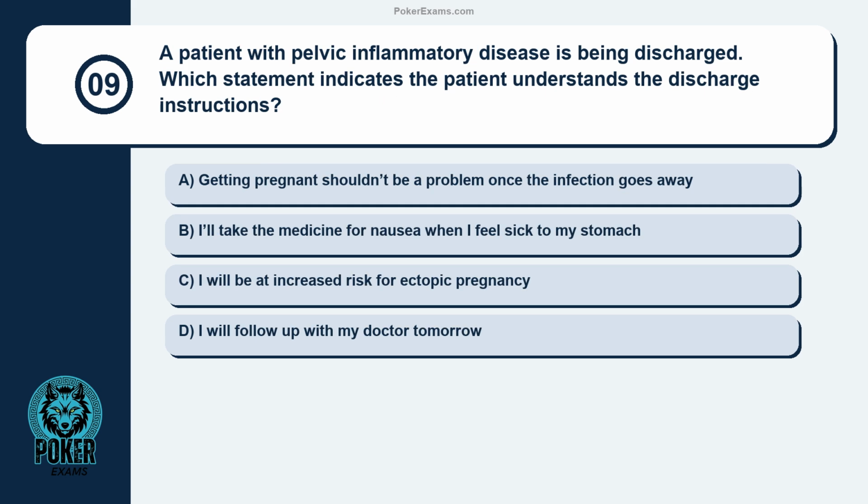Question 9. A patient with pelvic inflammatory disease is being discharged. Which statement indicates the patient understands the discharge instructions? Getting pregnant shouldn't be a problem once the infection goes away. I'll take the medicine for nausea when I feel sick to my stomach. I will be at increased risk for ectopic pregnancy. I will follow up with my doctor tomorrow.